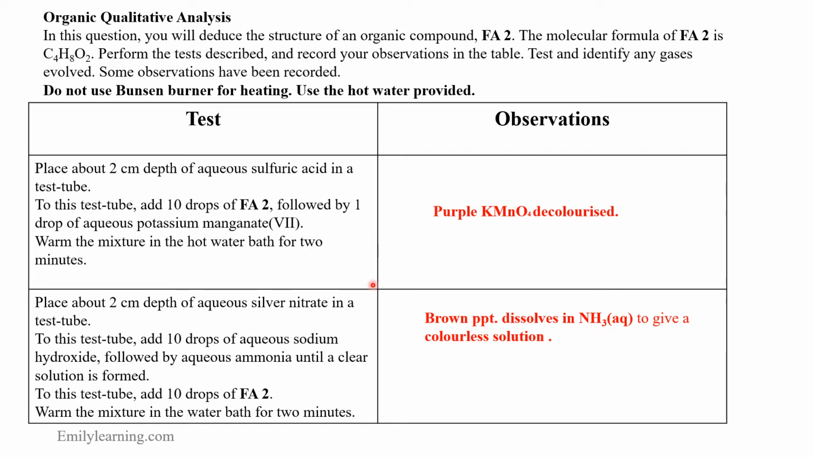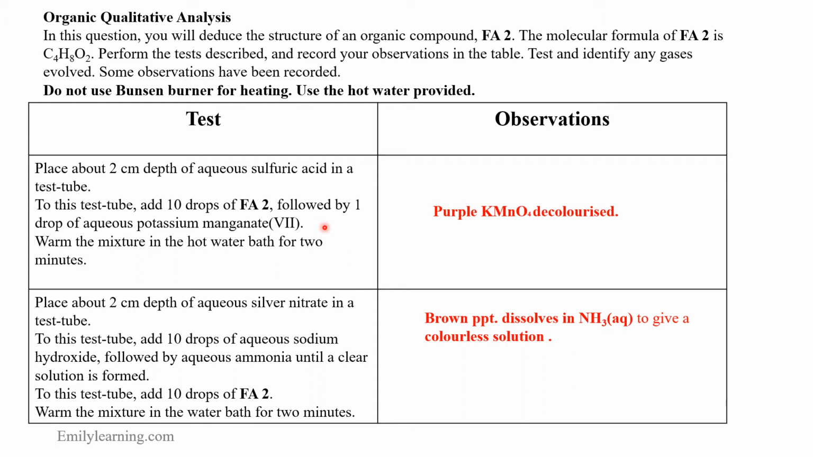Okay, before I go on to the other test, I want to talk about this. Notice that they tell you to add 10 drops of Fa2 followed by 1 drop of aqueous potassium manganate 7. Why is it that they only ask you to add 1 drop of potassium manganate? Okay, this is important. You mustn't add excess potassium manganate. The reason is that potassium manganate is purple in color.